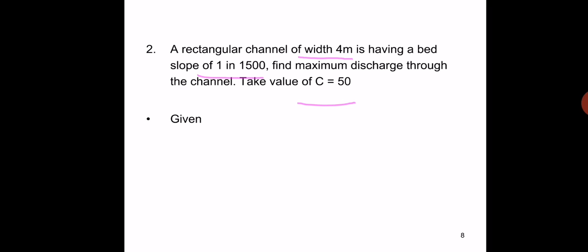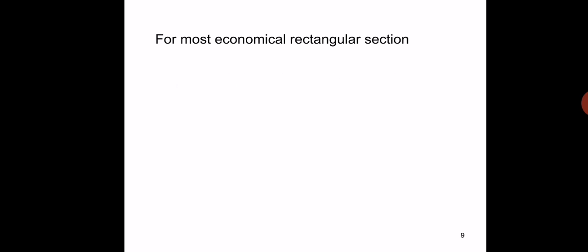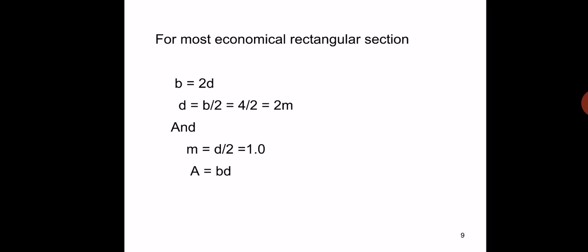First of all, write the given data. Width of the channel B is 4 meters, bed slope i is 1 in 1500, and C is 50. For the most economical rectangular section, it should satisfy B equal to 2D. From that we get the D value, D equal to 2 meters, since B is 4 meters. The second condition is m equal to d by 2, so m is 1. The area of a rectangular channel is b into d, which gives 8 meter square.